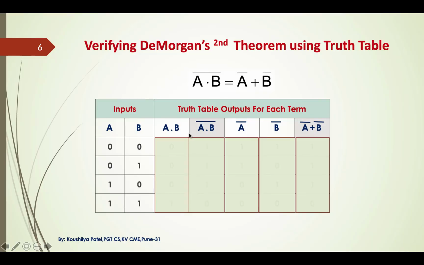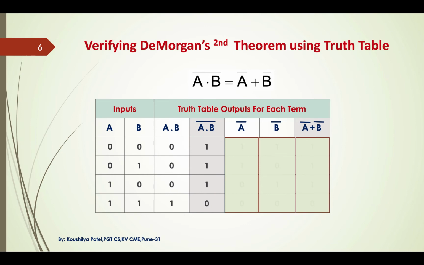Now, we will verify De Morgan's second theorem using a truth table. It states that (A into B) whole complement equals A complement plus B complement. Again, we have two input variables, so there will be 4 combinations: 0 0, 0 1, 1 0, 1 1. Let's find A into B. So 0 into 0 is 0, 0 into 1 is 0, 1 into 0 is again 0 and 1 into 1 is 1. Now finding (A into B) whole complement, we just negate the result of A into B. So we will get 1, 1, 1, 0.